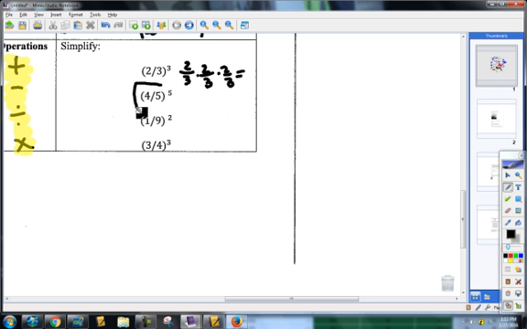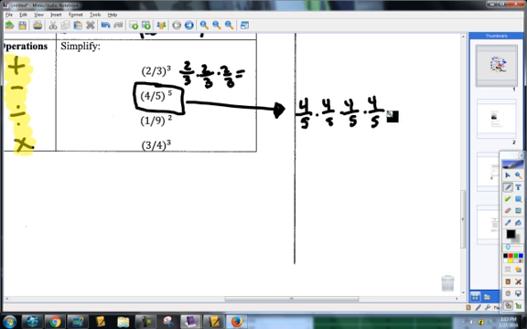Now, I do want to talk about this one real quick. I'm going to help you out with this one because it's weird. It is 4/5 times 4/5 times 4/5 times 4/5. When you multiply top times top times top times top, it's going to give you 1,024 over 3,125. That's what it gives you.